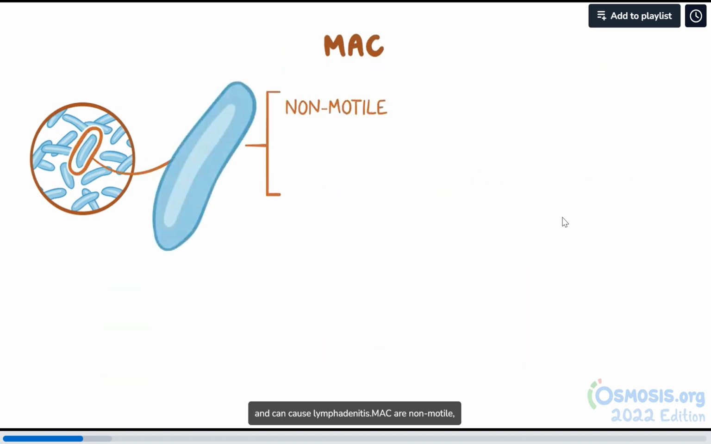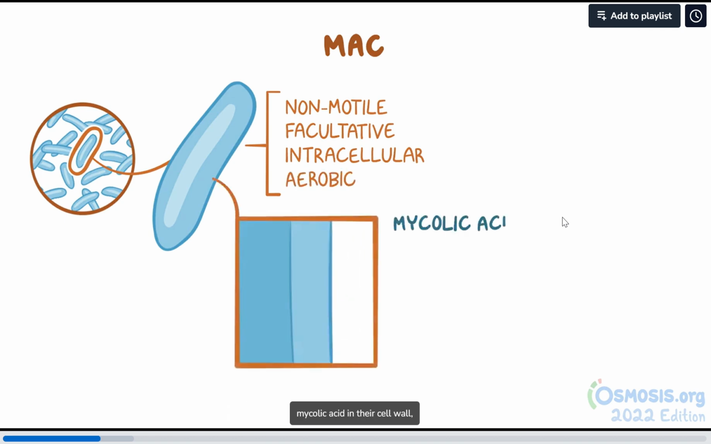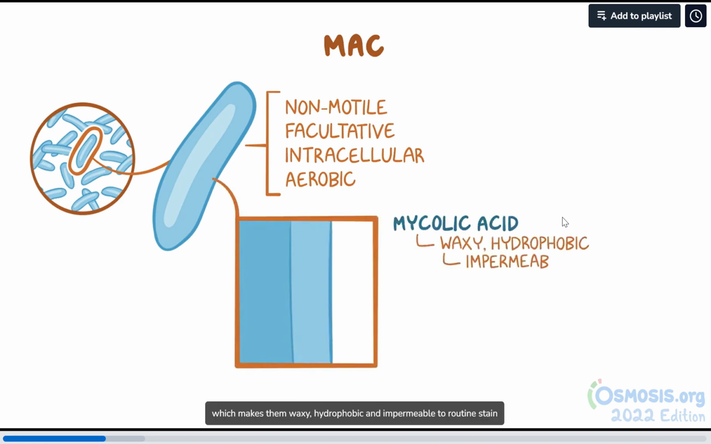MAC are non-motile, facultative intracellular bacteria, which means they can survive both inside and outside the cell. They're also aerobic, which means they need oxygen to survive. They have a high content of mycolic acid in their cell wall, which makes them waxy, hydrophobic, and impermeable to routine stain such as gram stain.